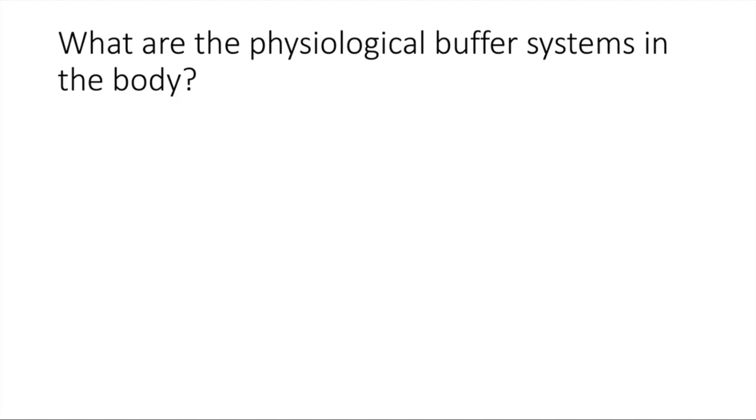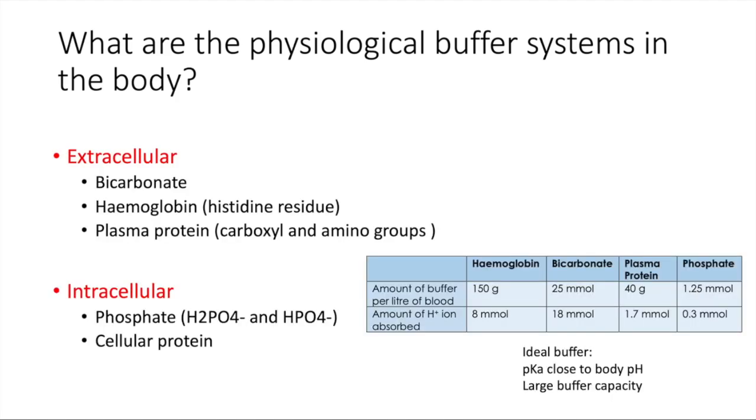The buffer system can be further divided into extracellular and intracellular buffers. The main extracellular buffer is the bicarbonate-carbonic acid system, followed by hemoglobin and plasma protein. The main buffer intracellularly is phosphate, followed by cellular protein. Each of these buffer systems has its capacity, which depends on its pKa and prevalence. An ideal buffer should have a pKa close to body pH, making it half-half dissociated, and a large capacity.